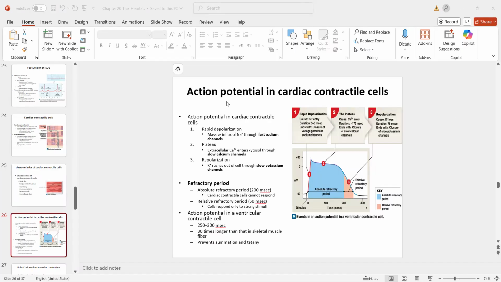The process of action potential in contractile cells: rapid depolarization. A massive influx of sodium ions rapidly depolarizes the sarcolemma through fast sodium channels. In the plateau, extracellular calcium ions enter the cytosol through slow calcium channels. In repolarization, potassium ions rush out of the cells through slow potassium channels.